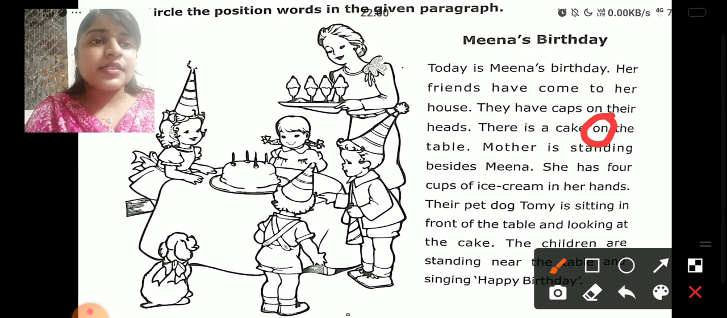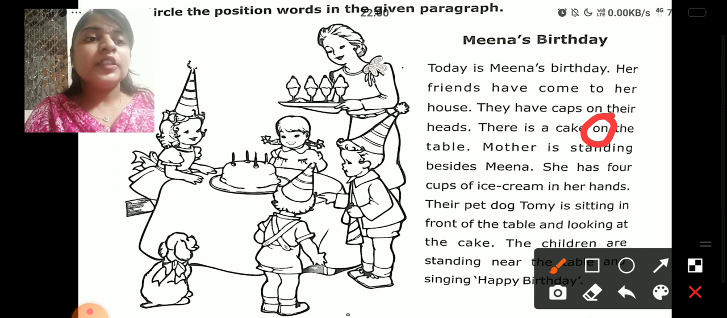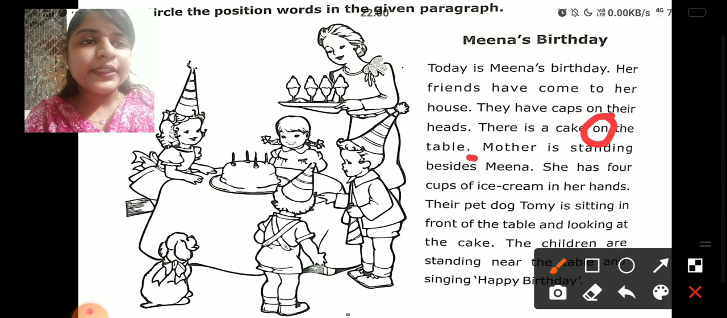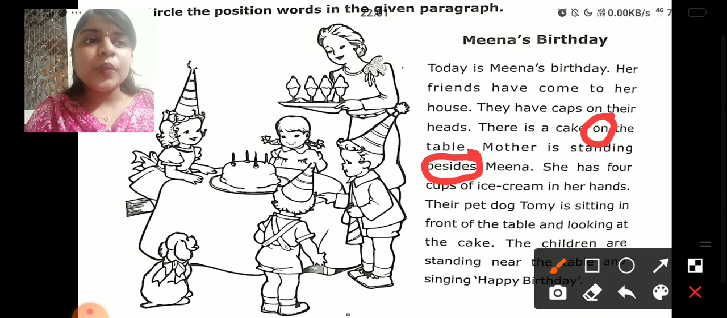Mother is standing beside Meena. In this sentence, what is our position word? Beside. So circle the word beside. Are all doing it with me? Good. She has 4 cups of ice cream in her hand. So what is our position word over here? In. Circle it.